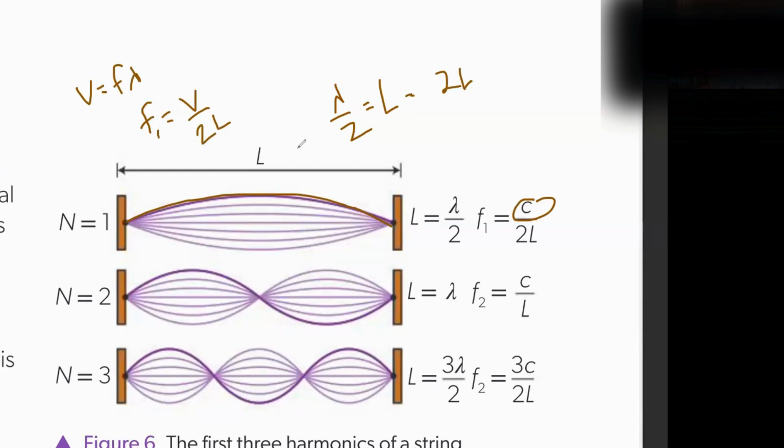In the second case, it's not called the second harmonic. It has a different name, I'll tell you the different names. In this case, you have a complete wave over the length, so L is equal to lambda, and your frequency is equal to velocity by length. In this one, you have 1.5 waves for the length L, so L is equal to 3 lambda by 2. So frequency is equal to 3C by 2L. It's actually F3, 3C by 2L.